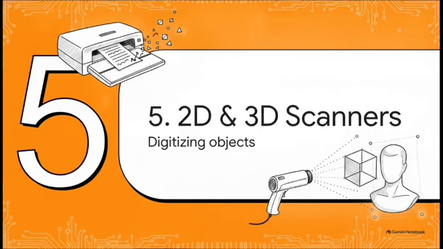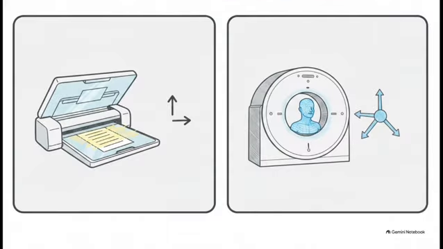Section 5. 2D and 3D scanners. Digitizing physical objects. Let's talk about getting physical documents and real-world 3D objects into the computer. To make sense of this, let's compare the two technologies. A 2D scanner maps a flat XY plane. It uses a bright xenon lamp and mirrors to reflect a document's image onto CCD sensors, digitizing it pixel by pixel.